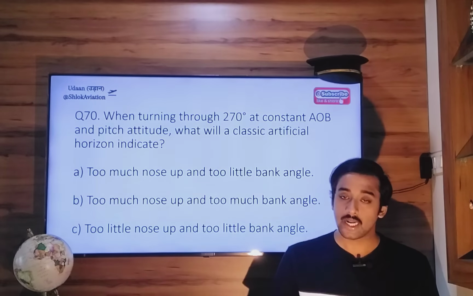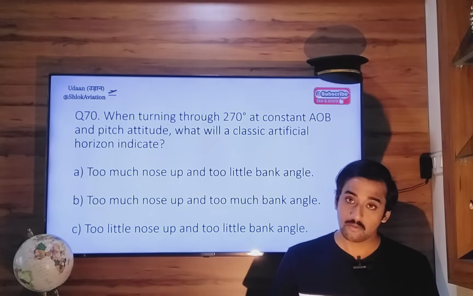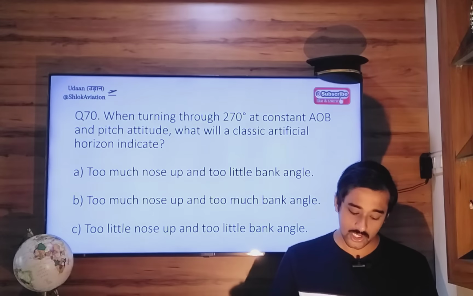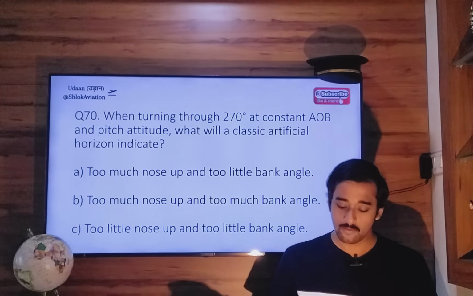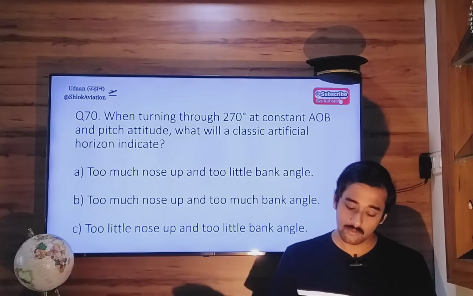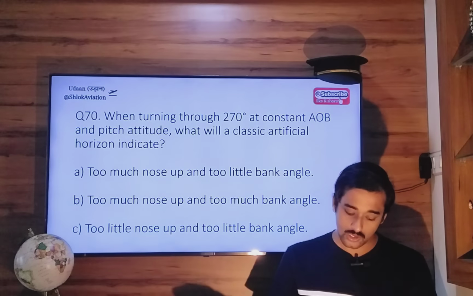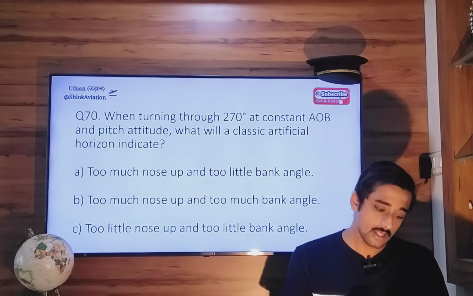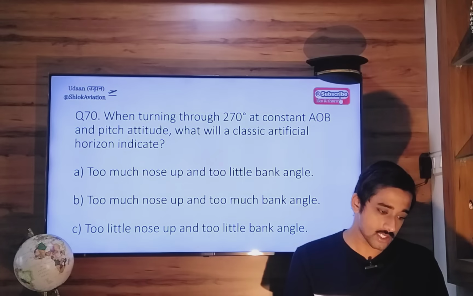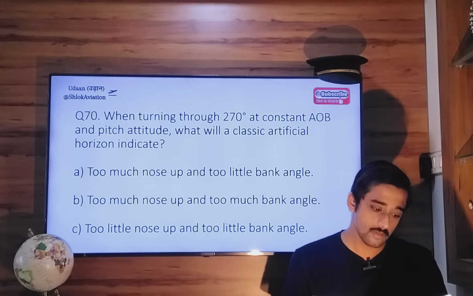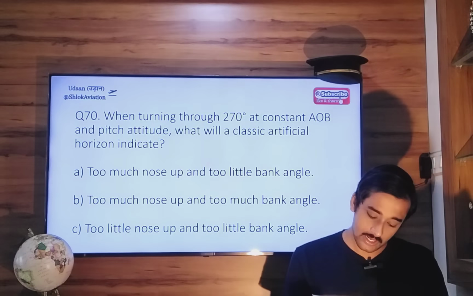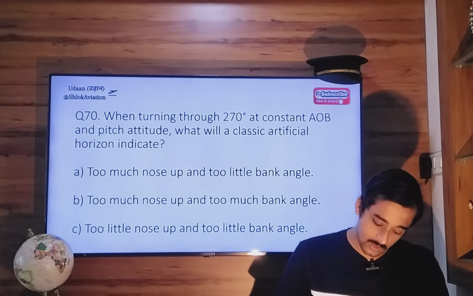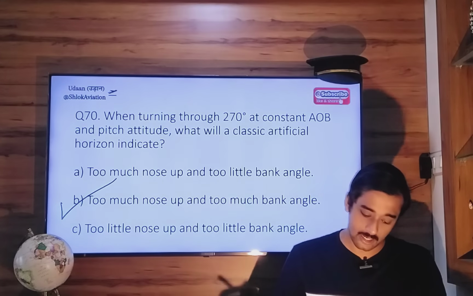When turning through 270 at a constant bank angle and pitch attitude, what will a classic artificial horizon indicate? Too much nose up, too little bank; too much nose up, too much bank angle; too little nose up, too little bank angle. So the correct answer here will be too much nose up and too little bank angle. If I'm not mistaken, too much nose up and too little bank angle. Too much nose up, too much, okay, too much nose up, too much bank angle.